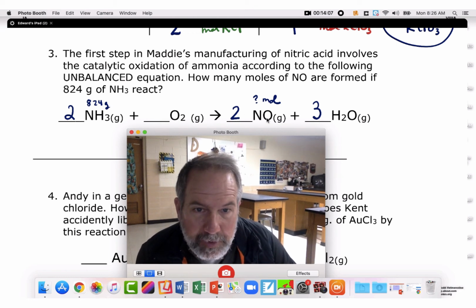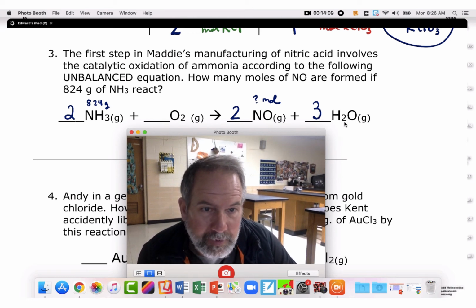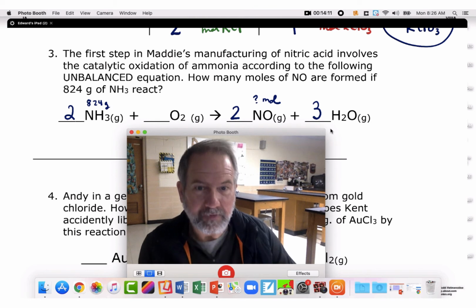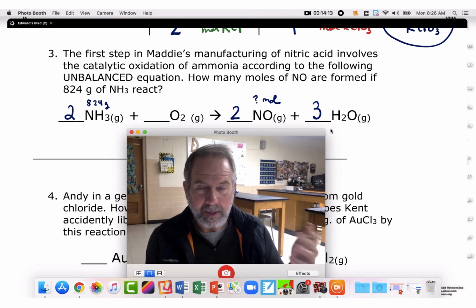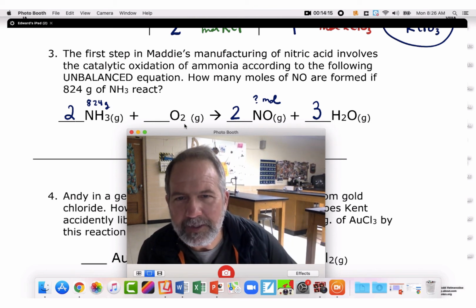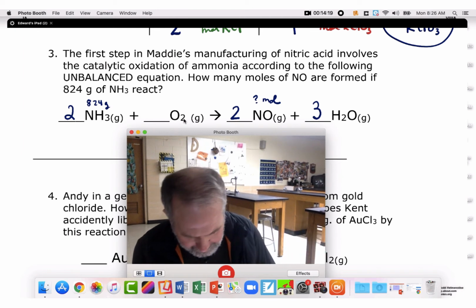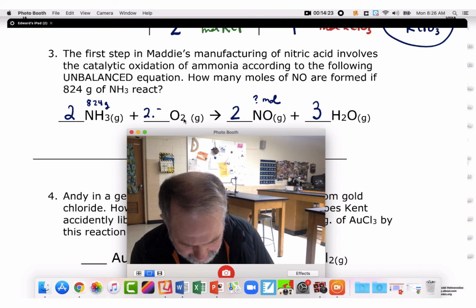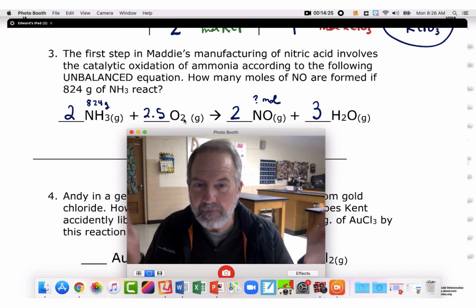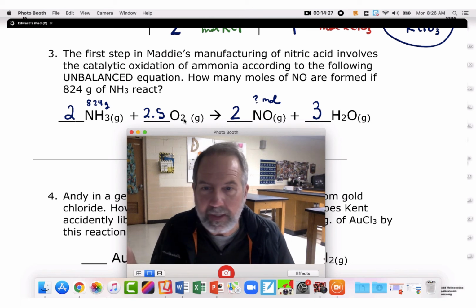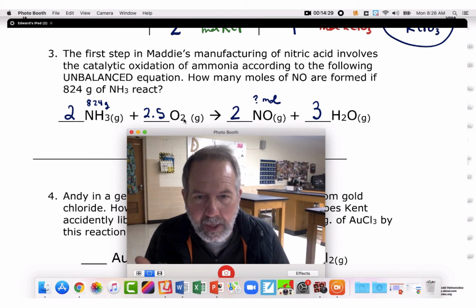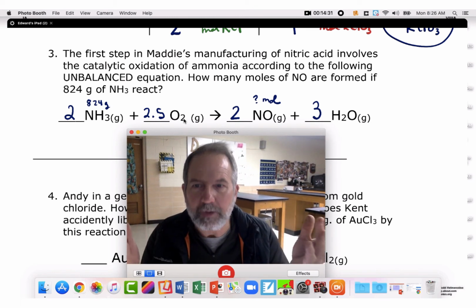So we have 2 plus 3. So it's 5 oxygens on the right, and we have this darn 2 there, right? So let's just use that old trick, the half trick. So let's say what times 2 equals 5? Well, 2.5. Now, really, if you stop here and you use this equation like this, it will work, okay? It will work because the ratios are right.